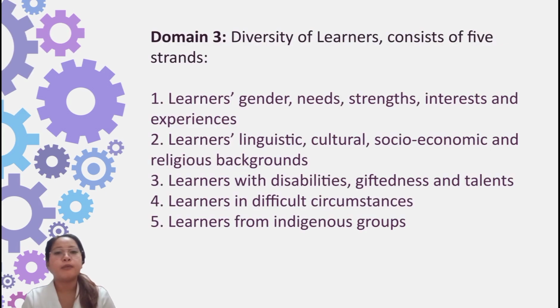Now let's proceed to domain number 3, which is about the diversity of learners, and it consists of 5 strands. First is the learner's gender, needs, strengths, interests, and experiences. Second is the learner's linguistic, cultural, socioeconomic, and religious backgrounds. Third is the learners with disabilities, giftedness, and talents. Fourth is learners in difficult circumstances. Fifth is the learners from indigenous groups. The learners in a certain classroom really are diverse because they come from different cultures, and as an efficient teacher, you should know how to promote unity.